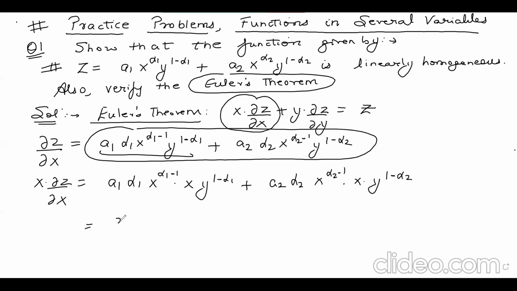So this I can write as a1 alpha 1 x to the power alpha 1 minus 1 multiplied with x gives me x to the power alpha 1 y to the power 1 minus alpha 1 plus a2 alpha 2 x to the power, again alpha 2 minus 1 plus 1 makes it alpha 2, y to the power 1 minus alpha 2. So this is x times del z by del x.